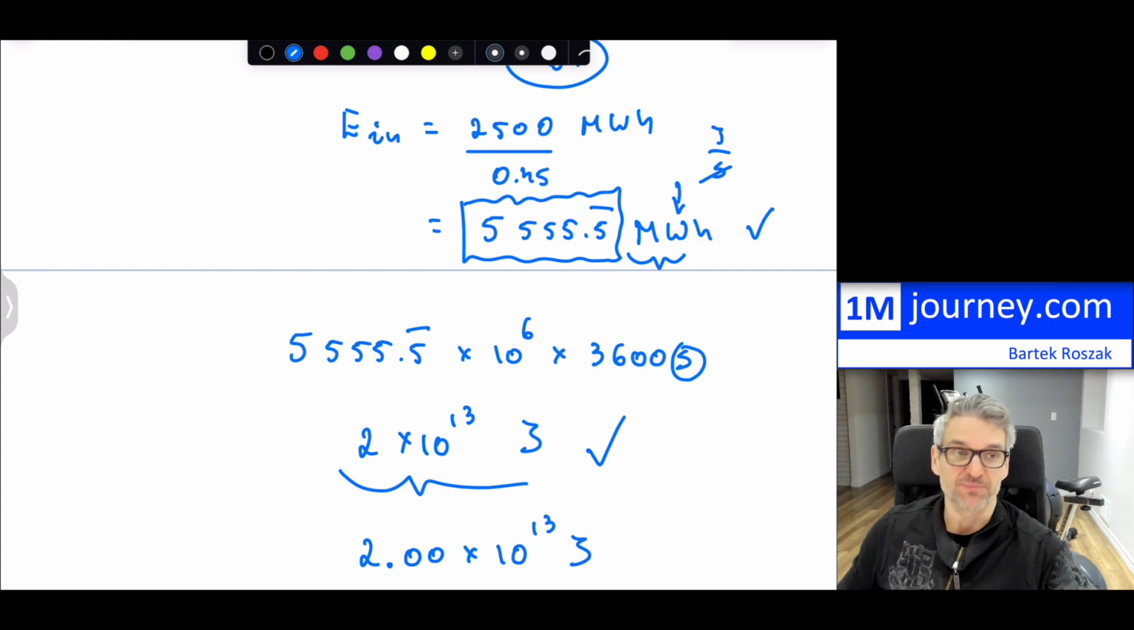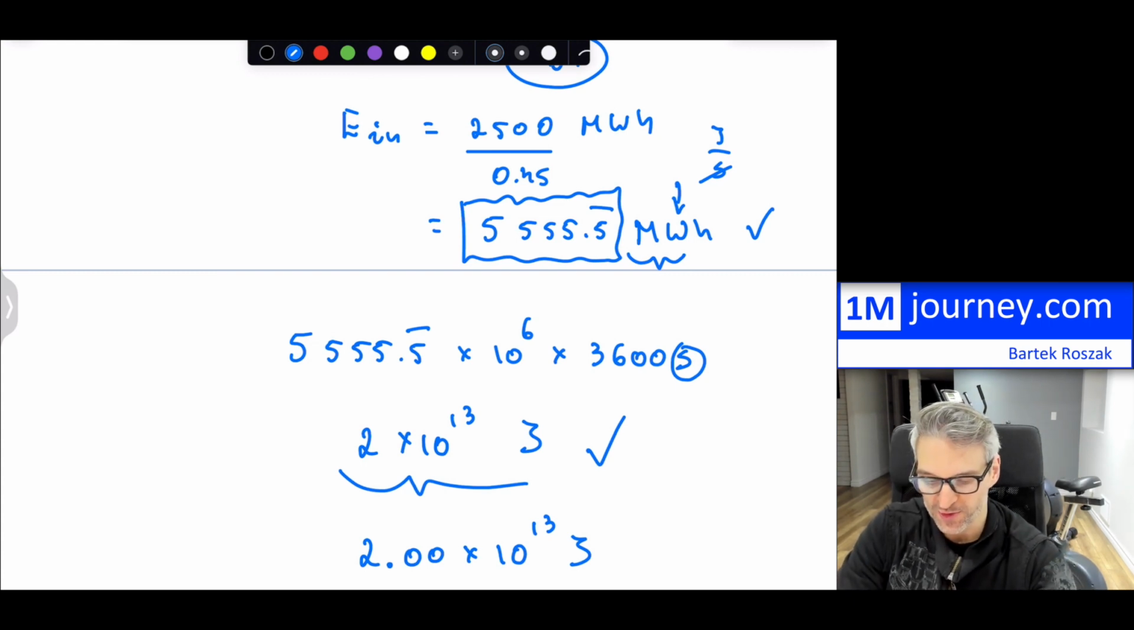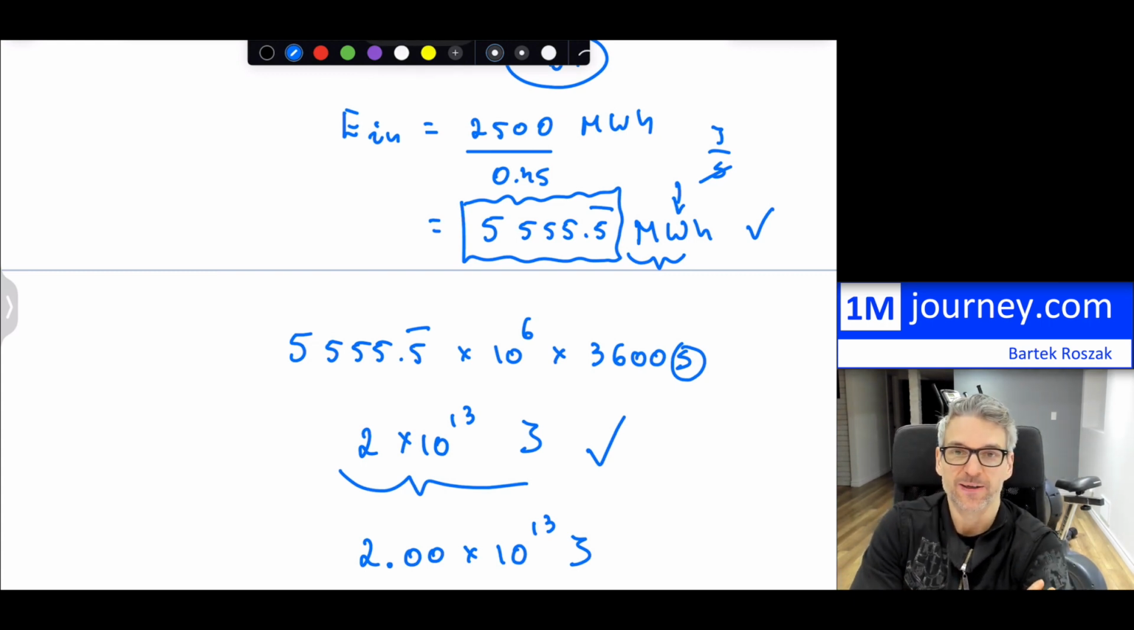Okay, that is it. So those are the examples for you. So I hope that this gives you a nice introduction into calculating both powers and energies in electrical systems.